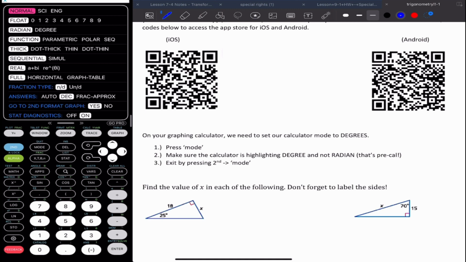Now you're gonna scroll down and make sure that you are not highlighting radians or radian, that's pre-cal. You need to make sure it's in degree. And we'll talk about radians in pre-cal if you're gonna take pre-cal. But for now, in geometry, we're gonna be working our calculator in the mode of degree. So press enter there, make sure it's highlighted. Now let's exit the screen.